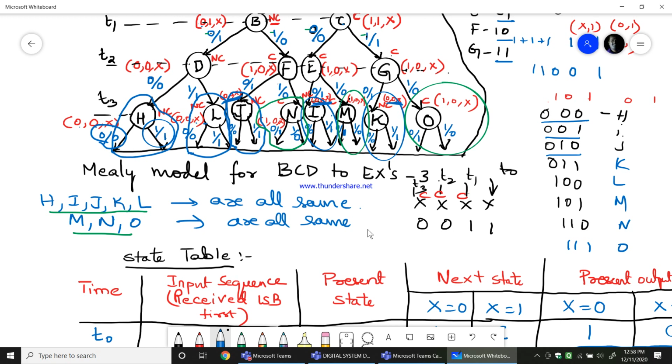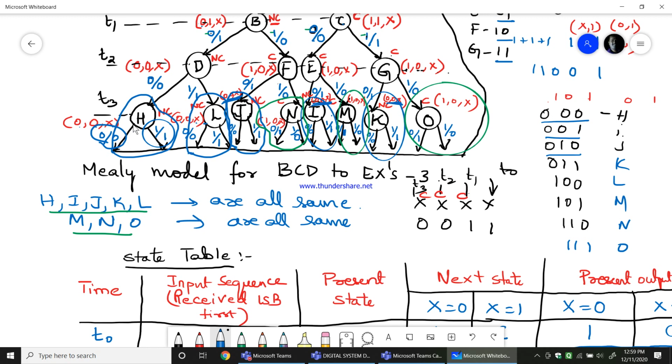Sir, I understood how H, I, J, K has been represented by H, but why, sir? Because at the end you see it is going back to state A, no? When it is going back to state A, all these are giving an equal meaning. H, I, J, K, L all are giving equal meaning.